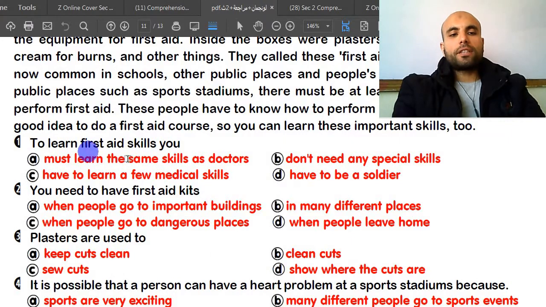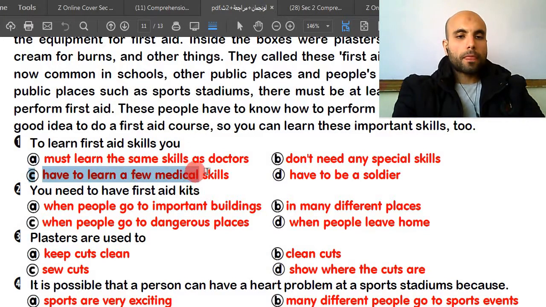To learn the first aid skills, you, A, must learn the same skills as doctors. B, don't need any special skills. C, have to learn a few medical skills. D, have to be a soldier. So the answer will be, excellent, C, have to learn a few medical skills.